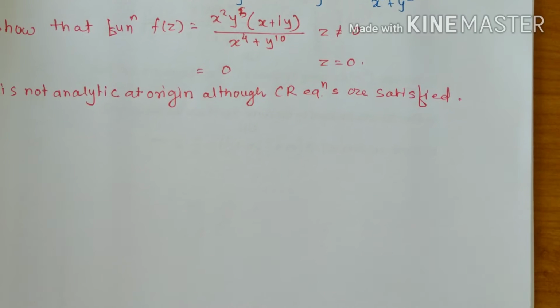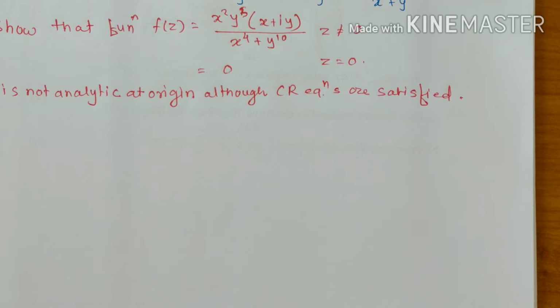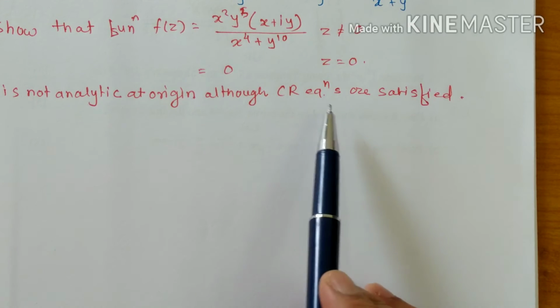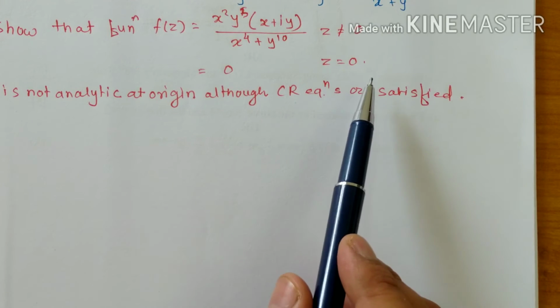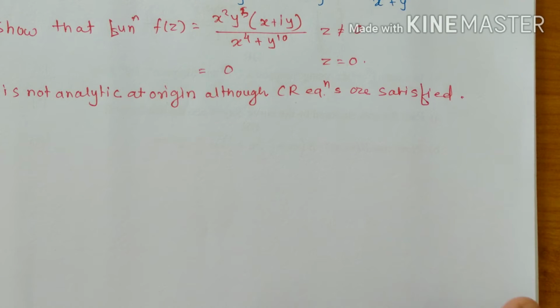Okay, I will explain this example in simple language, what is expected here. See, CR equations are only a necessary condition, not necessary and sufficient. Only necessary condition means if the CR equations are satisfied, you cannot say the function is analytic. So that's a very important point. So here what is expected is, you have to show that the CR equations are satisfied at z equal to 0, that is at origin, but the given function is not analytic. So our first job is to show the CR equations get satisfied.